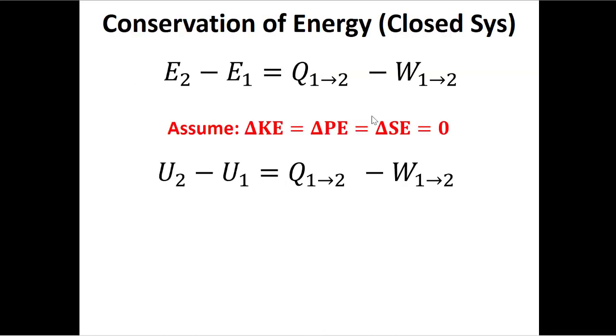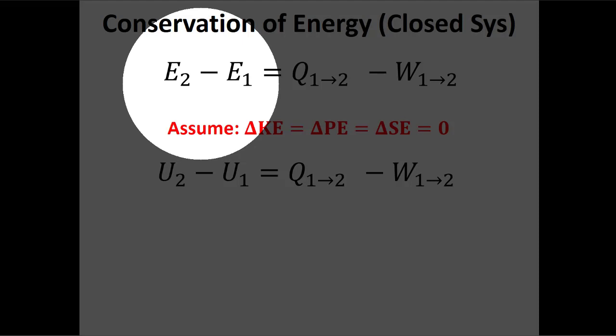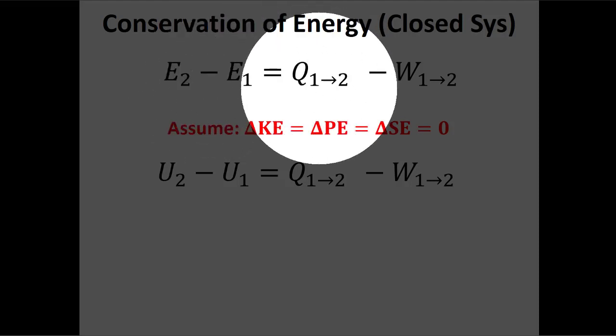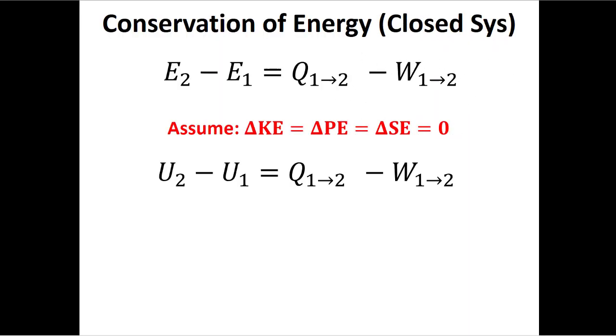So I know that the change in energy in my system is a result of heat coming in or work going out. I'm going to assume that kinetic, potential, and spring energies are all very small compared to the change in internal energy in my system. So I get that delta U is equal to Q minus W.